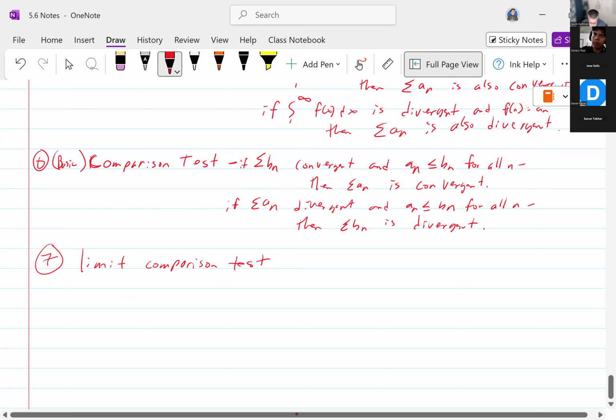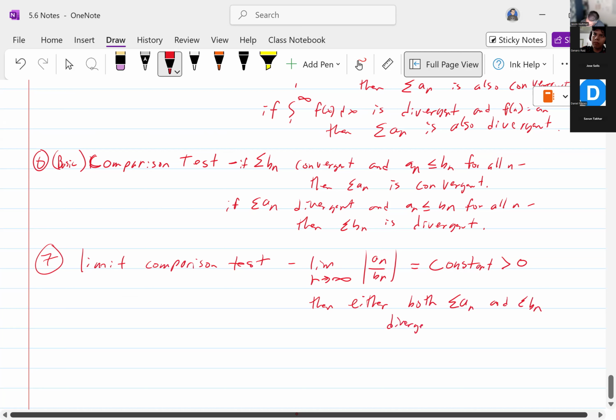Okay, so the limit comparison test says that if we take the limit as n goes to infinity of a sub n over b sub n, and that is equal to some constant greater than 0, then either both a sub n and b sub n diverge, or both converge.